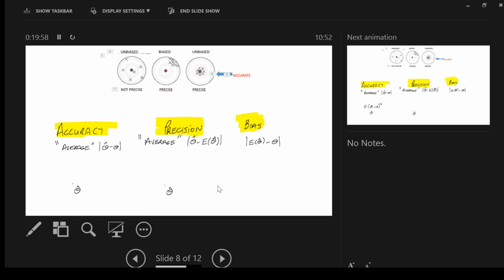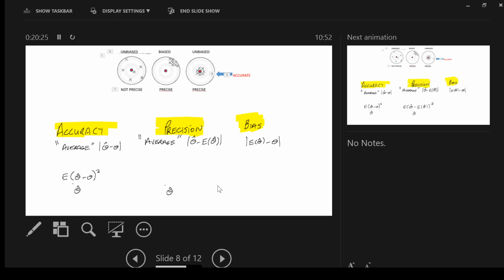It means that all those different crosses must be close to the real value. The red dot is this one. These are the crosses. So accurate will obviously mean the average distance, this modulus is distance. It doesn't matter whether it's positive or negative. It's saying this must be small, then it's accurate. The theta hat minus theta must be very small, okay?